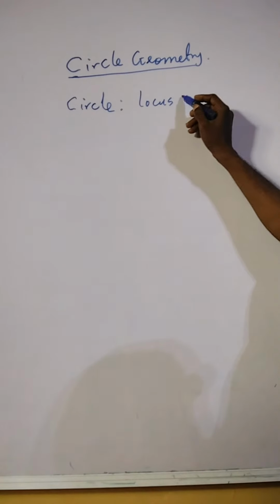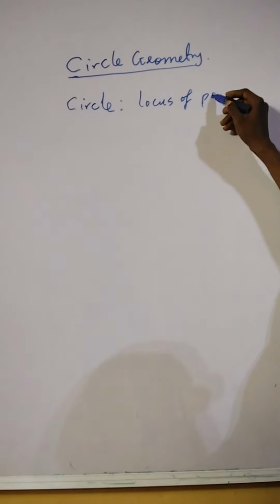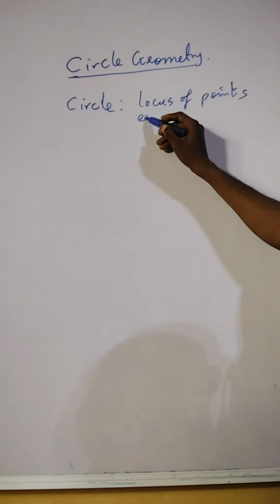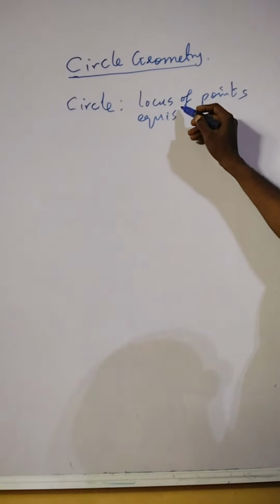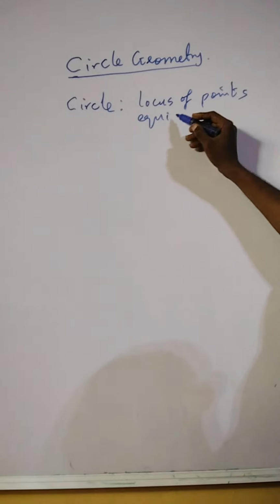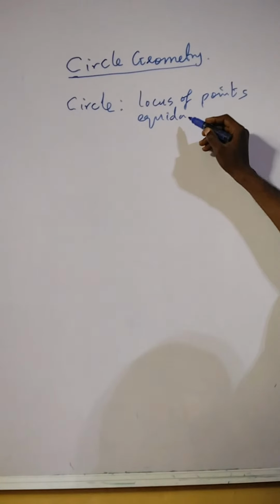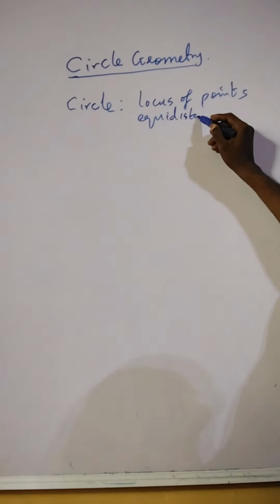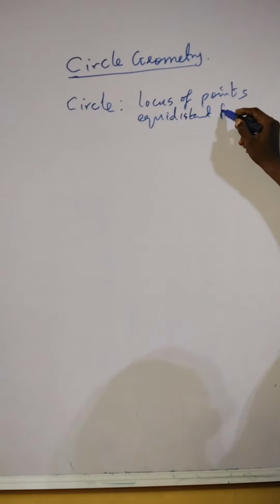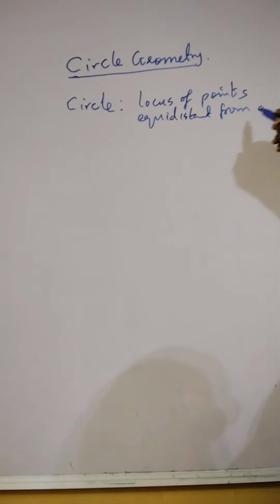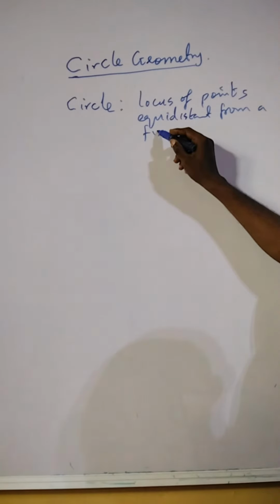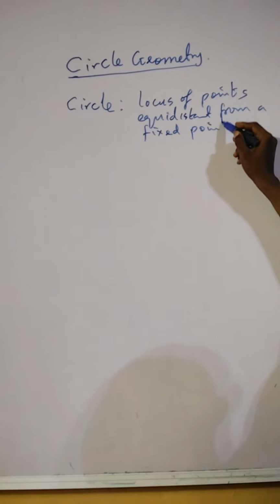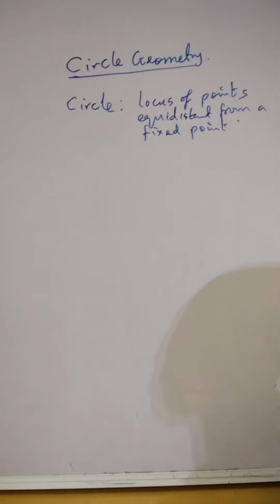locus of points equidistant from a fixed point. So that's what a circle is.